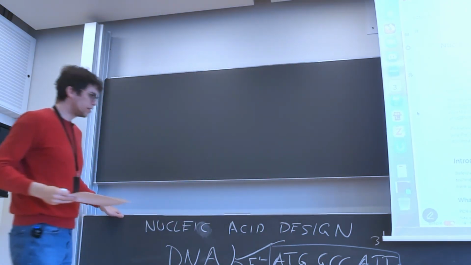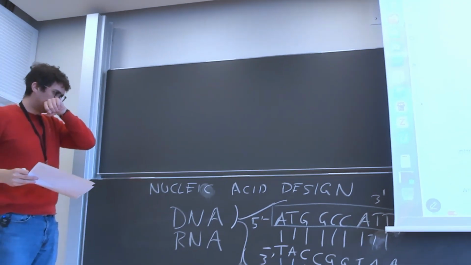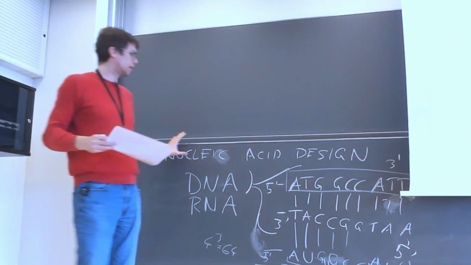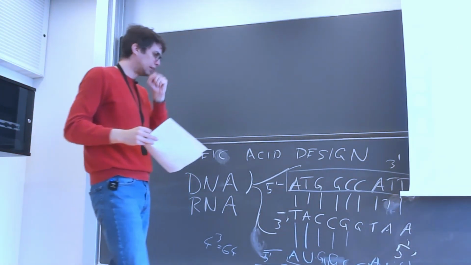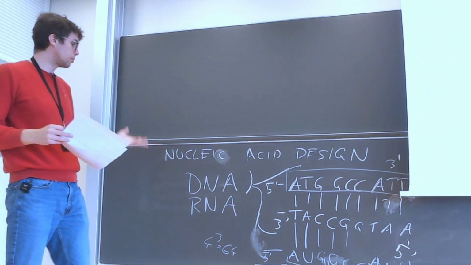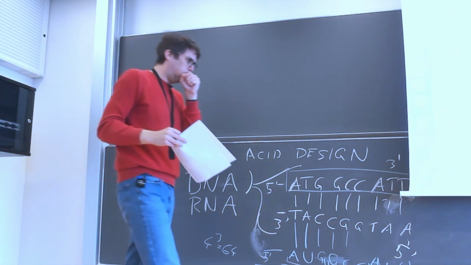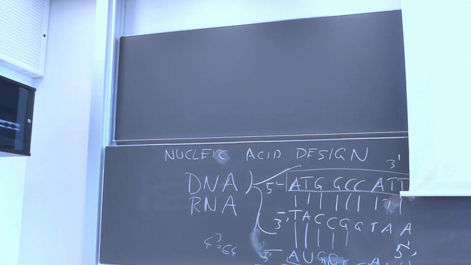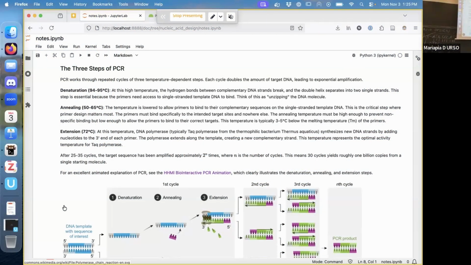So what can we do with this? We're talking about nucleic acid design. What are the things that we're designing? Of course, we are designing sequences, but for which application? The application, just one particular one but a very important one that I want to talk about today, is PCR. PCR is a method to multiply a certain sequence of DNA.